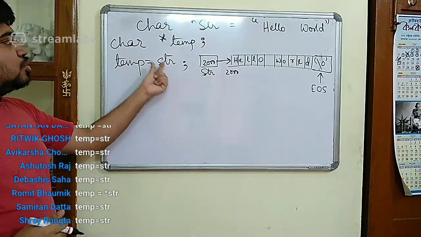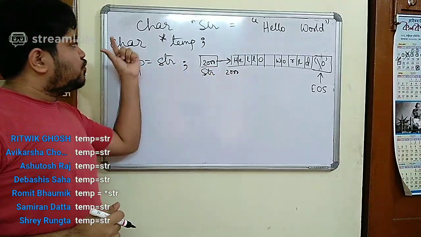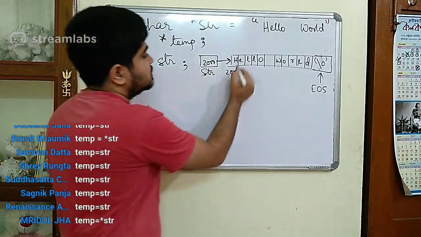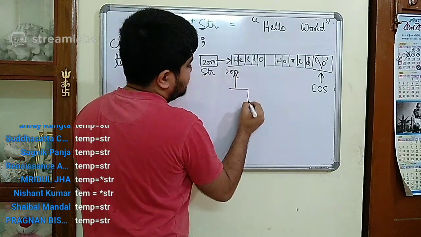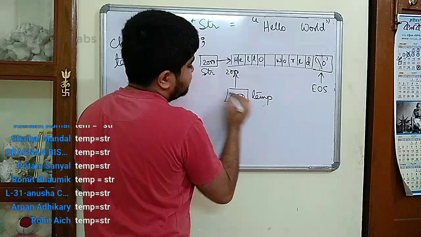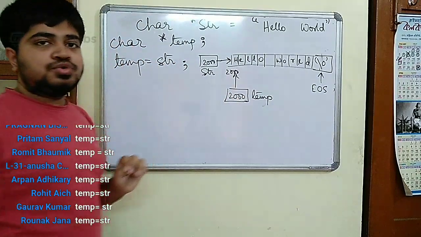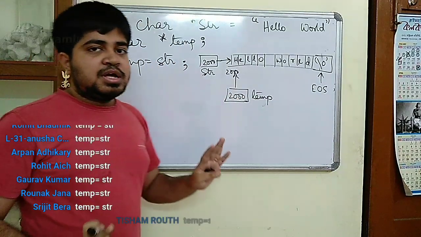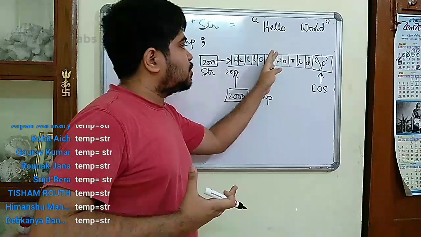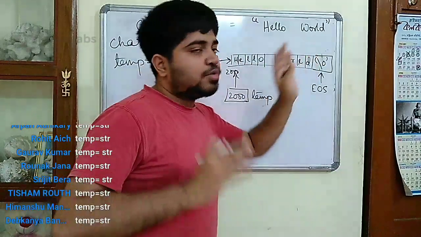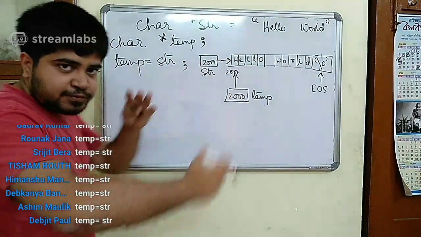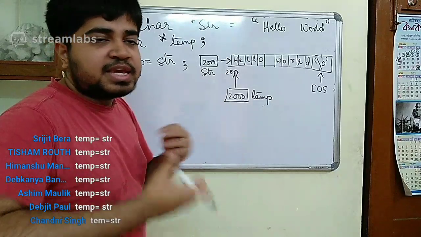Now, just observe one thing. Over here, what we are doing is temp is equal to str. So this temp will be pointing to the very first location, and suppose if the address is 2000, it will hold 2000. Now, I need to parse with the help of temp and check whether the content of every location is a space or not, right? So simply I have to wrap this whole thing in a loop.